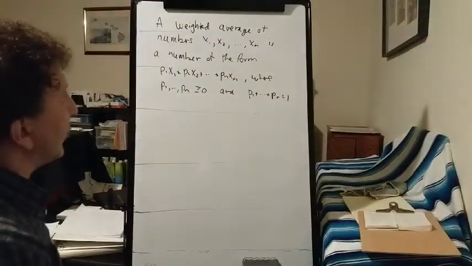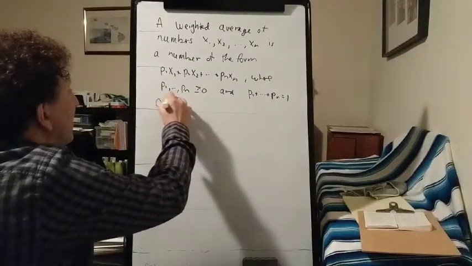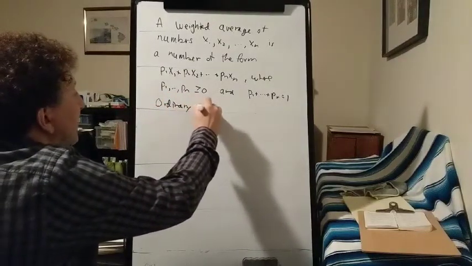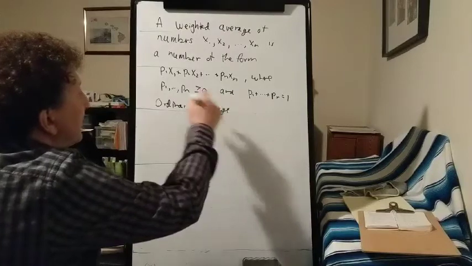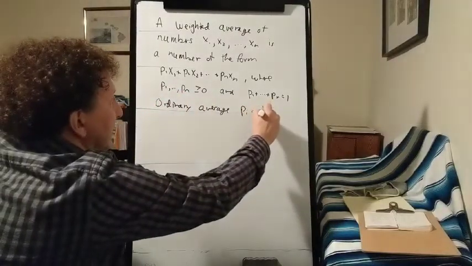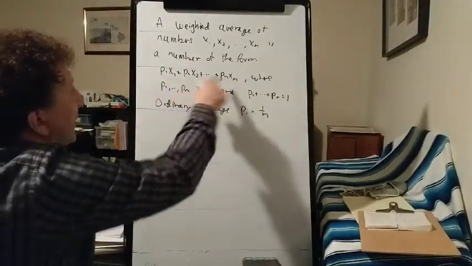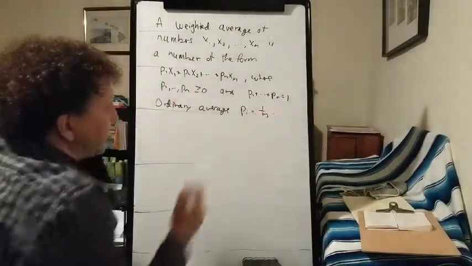So one special case of a weighted average is an ordinary average, where we just let all of these numbers be 1 over n. So we add up the numbers x1 through xn and just divide by n.